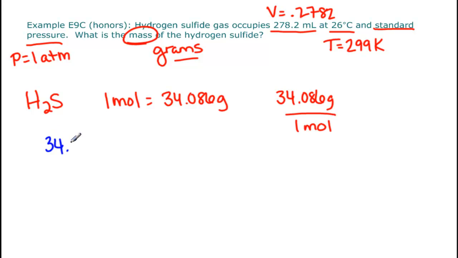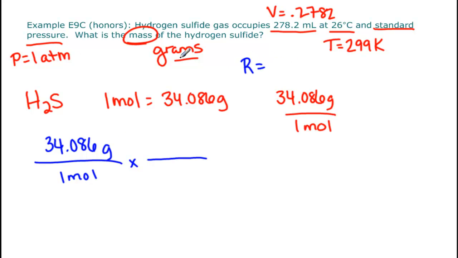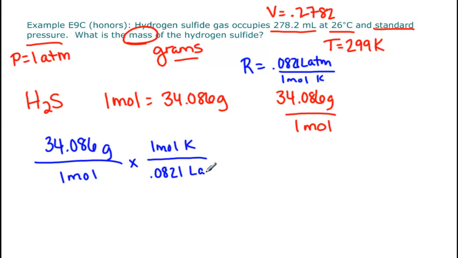So 34.086 grams over 1 mole. Now I need to cancel everything here because I only want grams as my final unit. So for moles to cancel, I have to use my R value. Okay, and because I used ATM here, my R value is 0.0821 liter ATM over 1 mole Kelvin. So if I put my 1 mole times Kelvin on top, I put my 0.0821 liter ATM on the bottom. Okay, so notice what happens. My moles cancel.